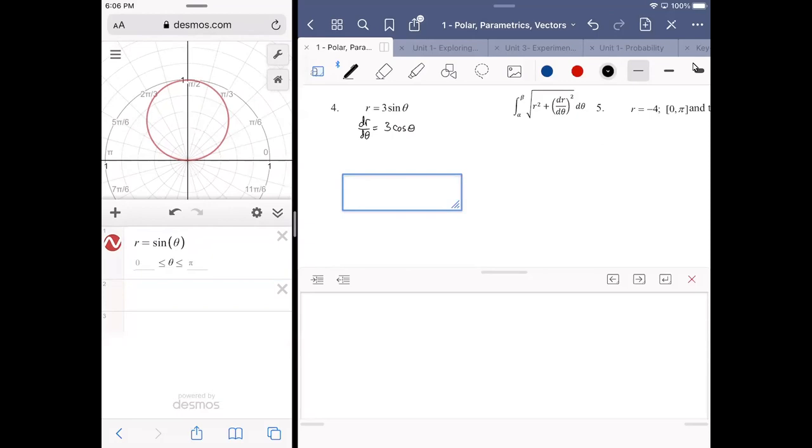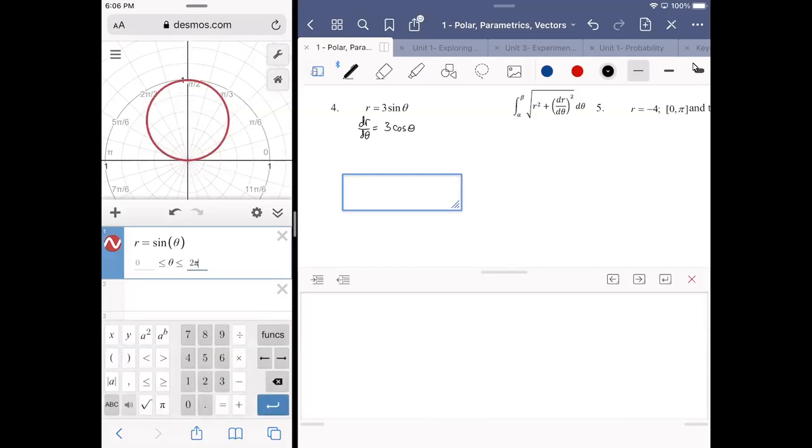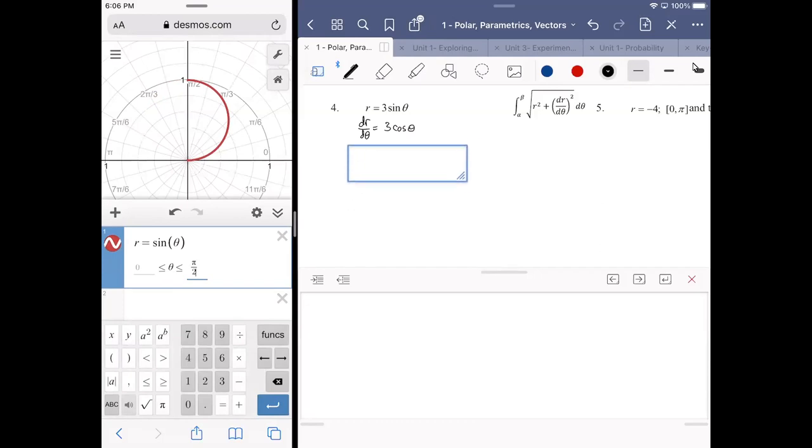My instincts would say go to 360, 2 pi, but here Desmos is saying no, just go to pi, right? So let's take a look and see what would have happened had I gone to 2 pi. Same circle, it just went around twice. If I went 3 pi, same circle, it just went around 3 times. But if I go pi over 2, same circle, it just went around half. So using properties of symmetry, if you're only getting halfway through the circle from 0 to pi over 2, then it makes sense that you go all the way through the circle from 0 to pi, right?